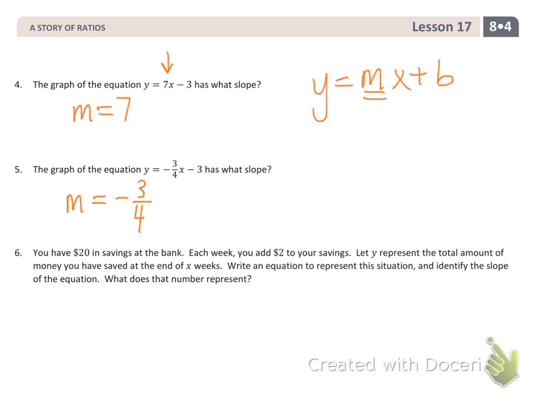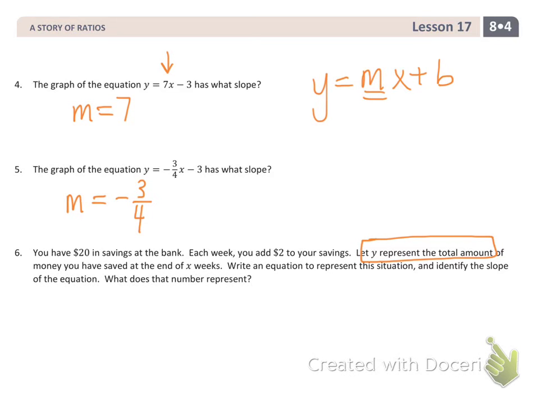Let's look at number 6. You have $20 savings in the bank. Each week you add $2 to your savings. Let y represent the total amount of money you have saved at the end of x weeks. So y is the total amount saved. Write an equation to represent this situation and identify the slope of the equation. What does that number represent?